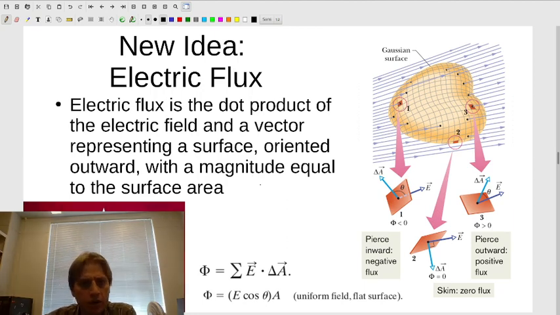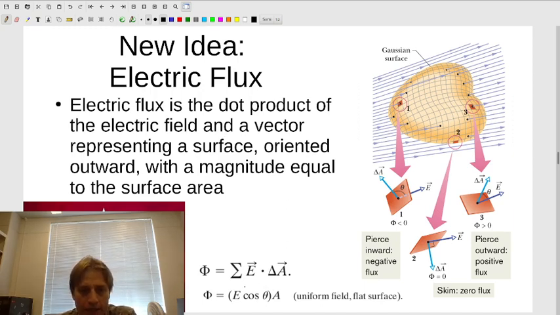Okay, so today we're going to try to introduce electric flux and Gauss's law and do a couple of problems to get us a feeling of understanding on this stuff. So electric flux is the dot product of the electric field and a vector representing a surface oriented outward with a magnitude equal to the surface area.